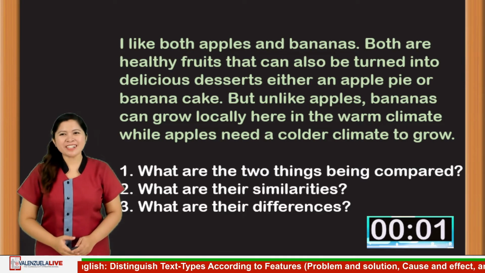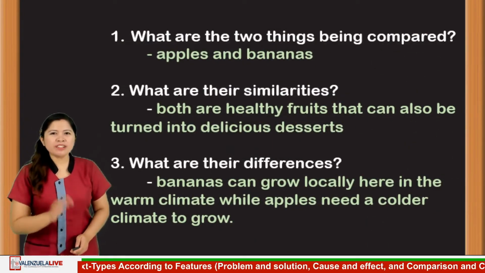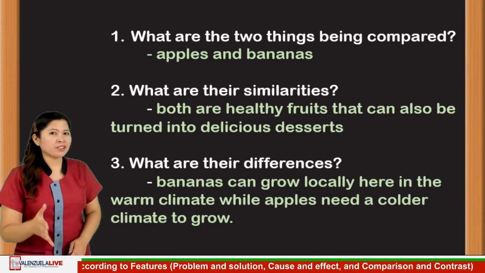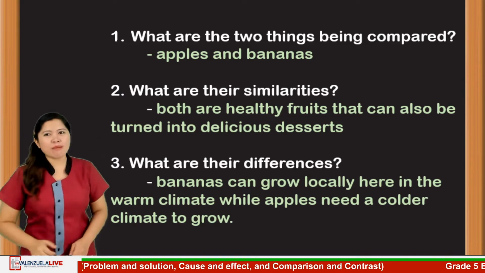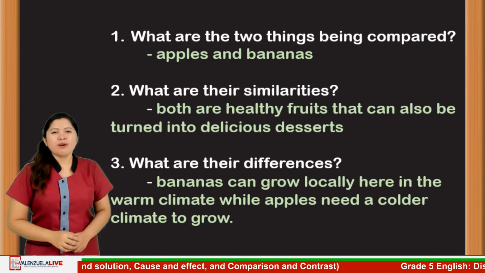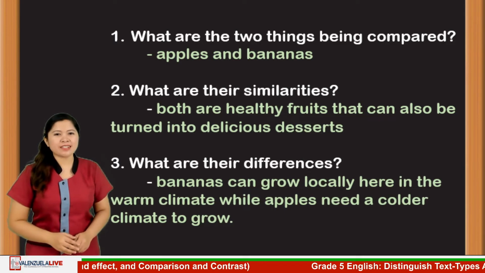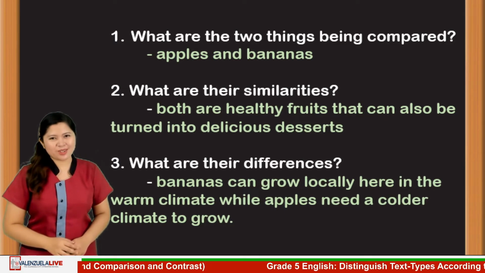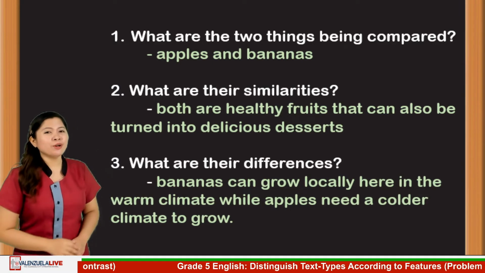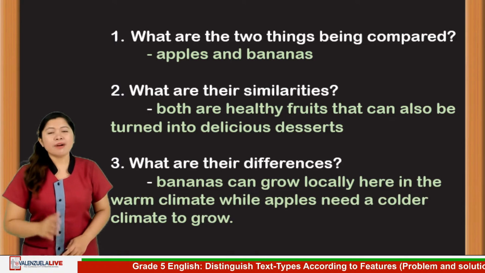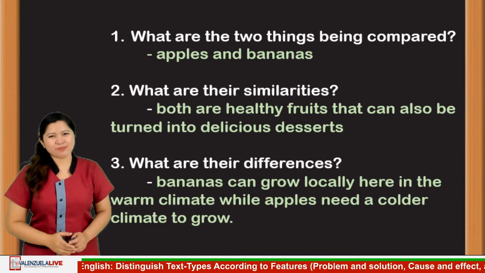Alright, time is up, learners. Let us answer. So for question number 1, what are the two things that were compared in the text? So the answer is apples and bananas. What are their similarities? Both are healthy fruits that can also be turned into delicious desserts. And what are their differences? Bananas can grow locally here in the warm climate, while apples need a colder climate to grow.